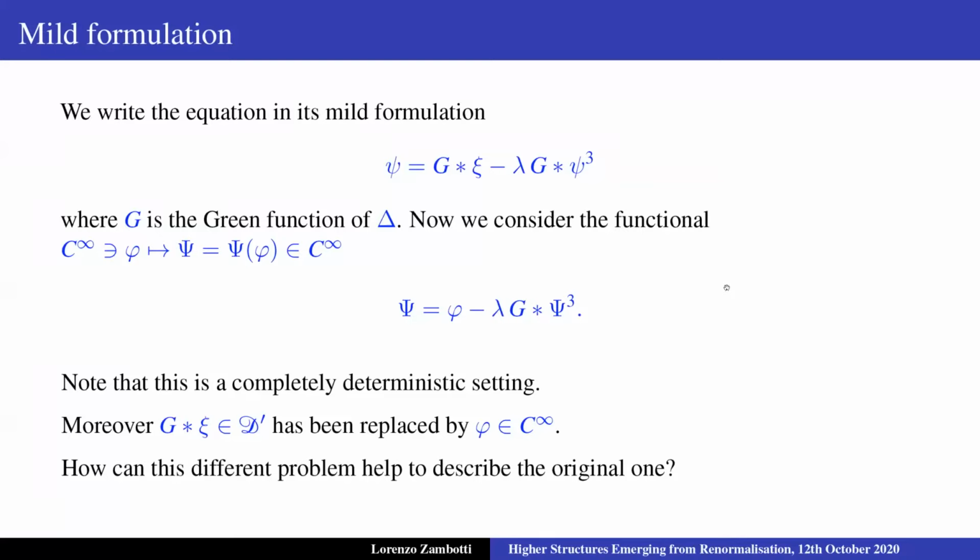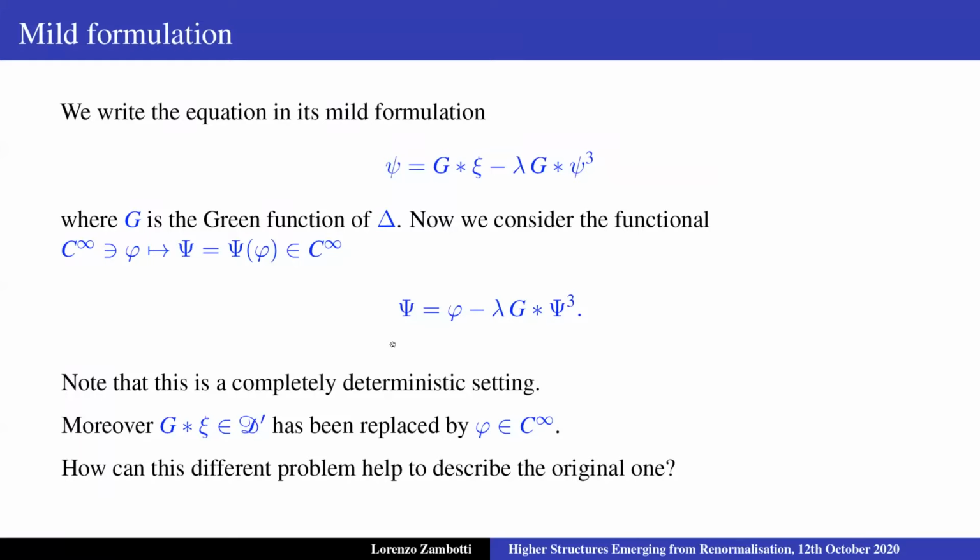We consider the fundamental solution, the Green function of delta, and we write the equation in what is called the mild formulation. And then we replace G convolution psi by some smooth function phi. I write here phi is in C infinity on the torus. And now capital psi is the solution to this equation, and it is seen as a function of phi. So now you see, if I replace G convolution psi by phi, I have completely eliminated the randomness.